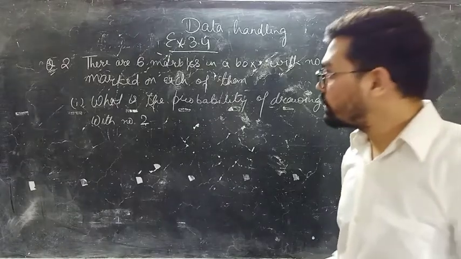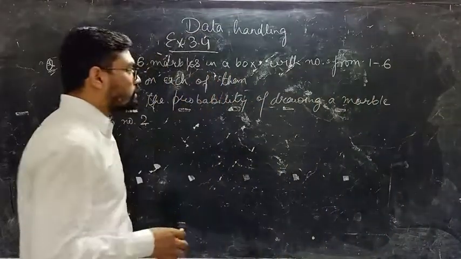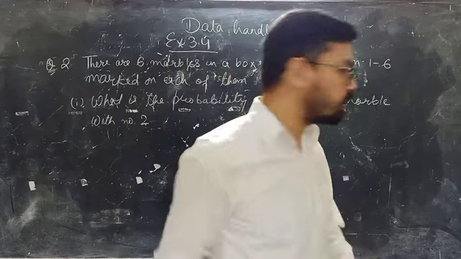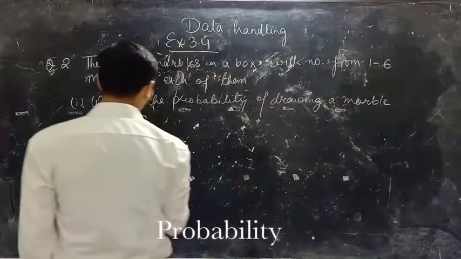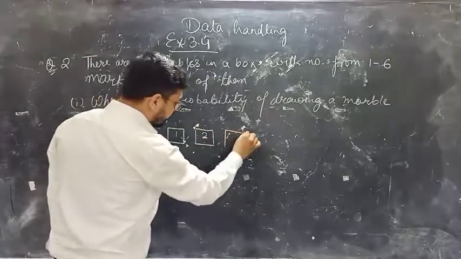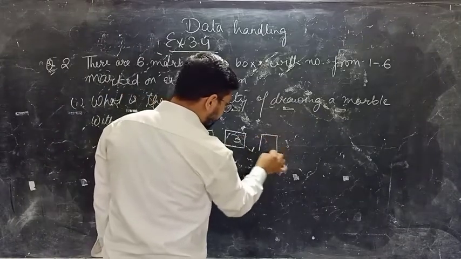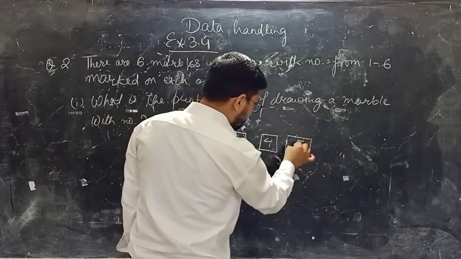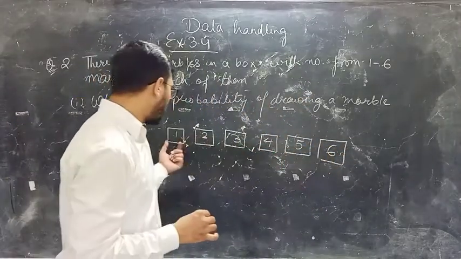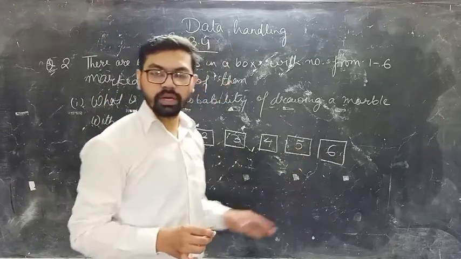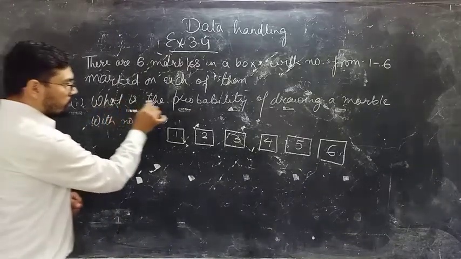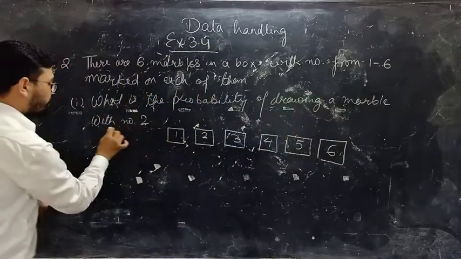The question says there are 6 marbles in a box with numbers from 1 to 6 marked on each of them. So let's say you have 6 marbles like this. This is 1, this is 2, this is 3, this is 4, this is 5 and this is 6. Let's say these are the marble tiles on which 1, 2, 3, 4, 5, 6 is written. Now the question is, what is the probability of drawing a marble with number 2?